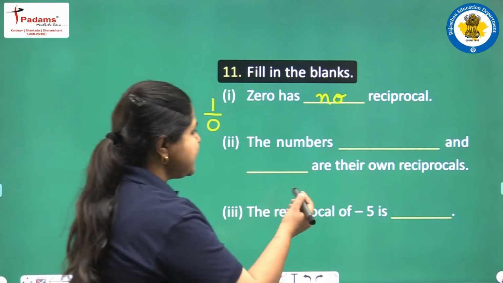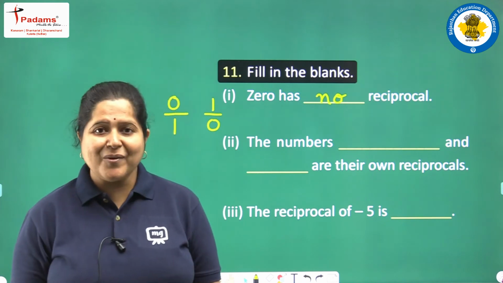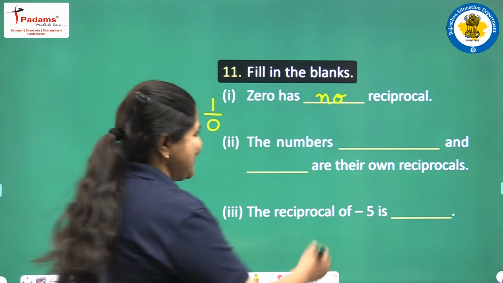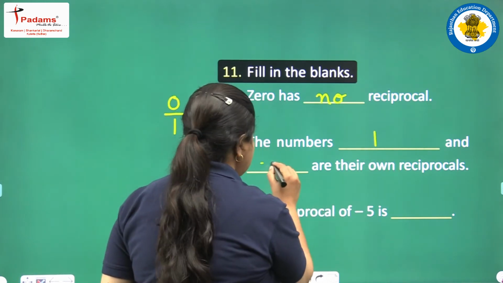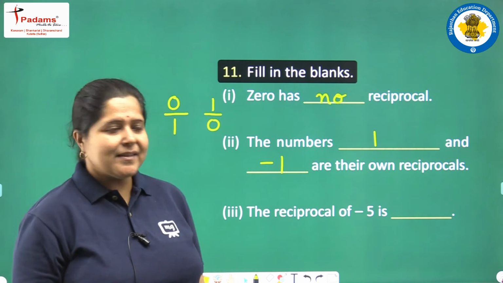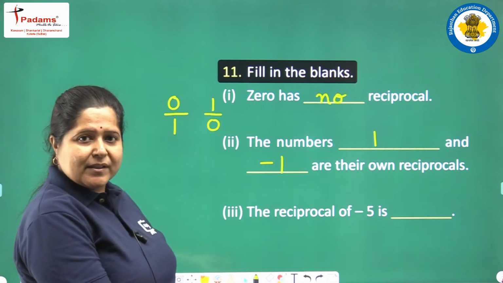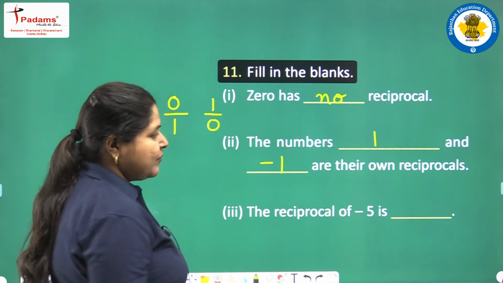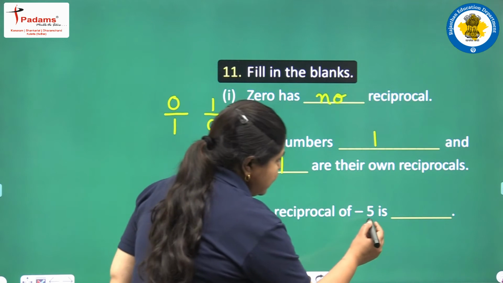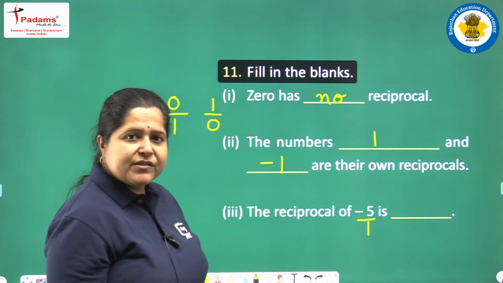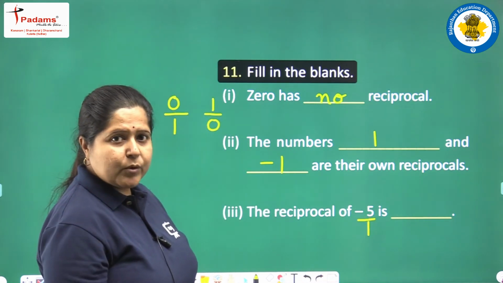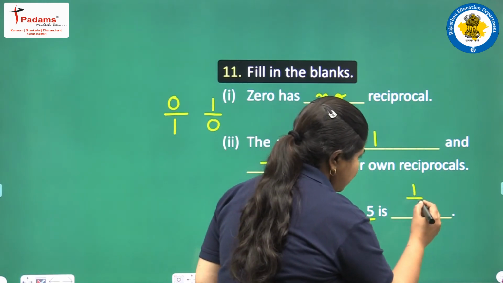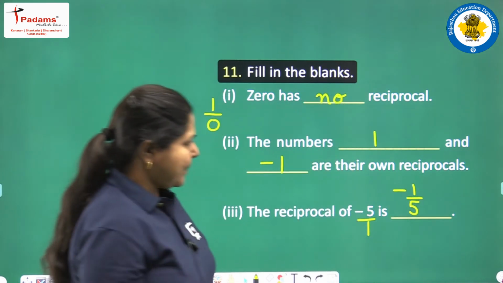The numbers dash and dash are their own reciprocals. Again the repetition. Tell me which two numbers are they? Yes, 1 and minus 1. They are the numbers who are their own reciprocals. We have just learnt it in our previous slide. Now the reciprocal of minus 5. Minus 5 can be taken as minus 5 upon 1. So its reciprocal, interchange the numerator and denominator. It will be 1 upon 5 with minus sign.